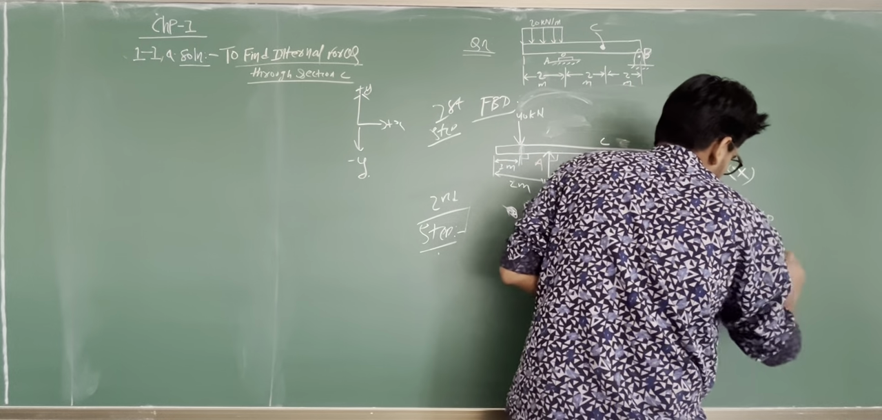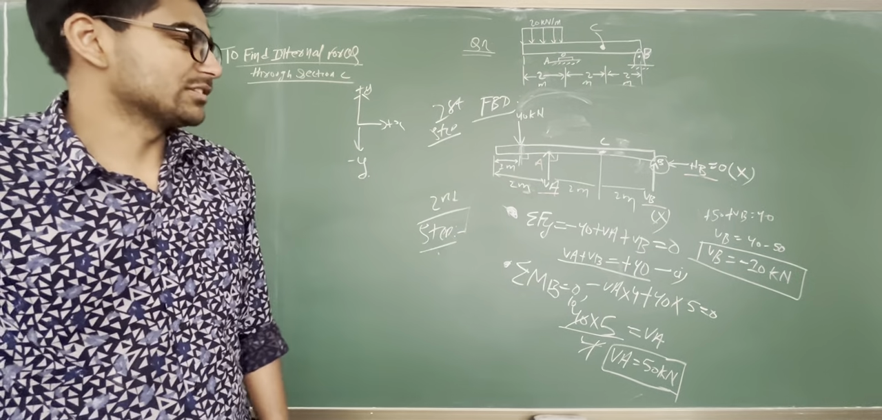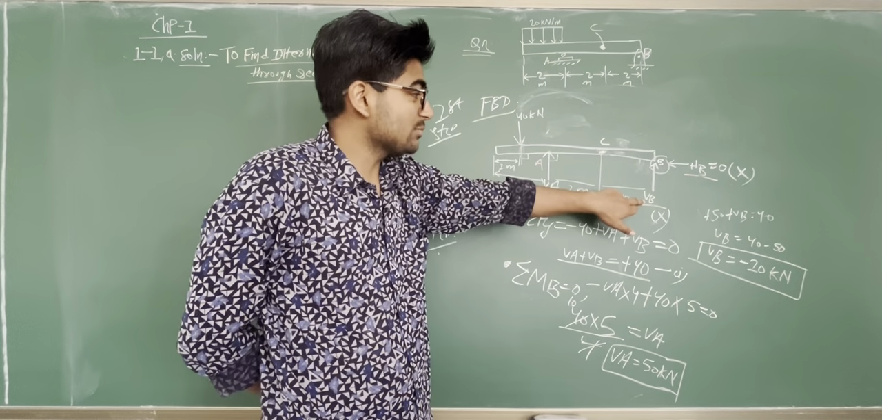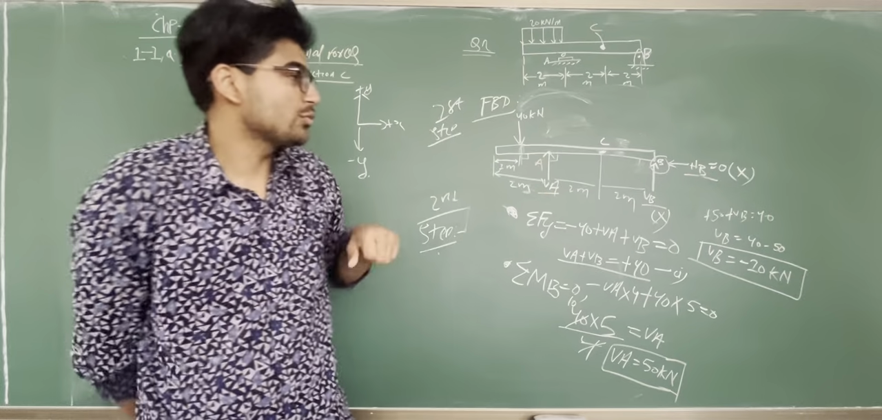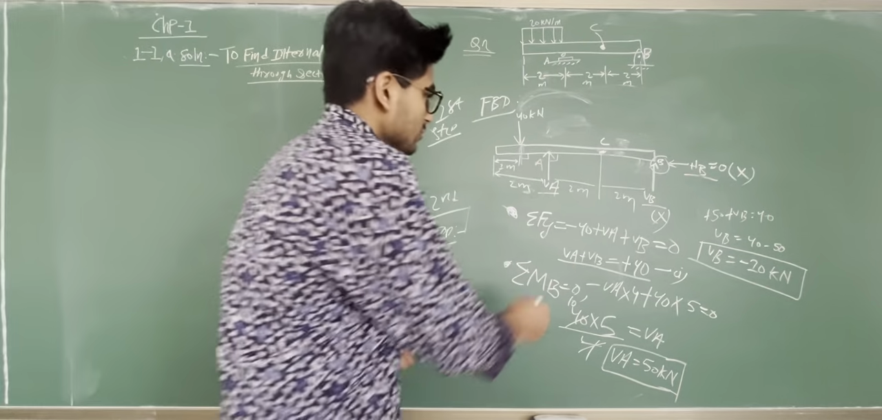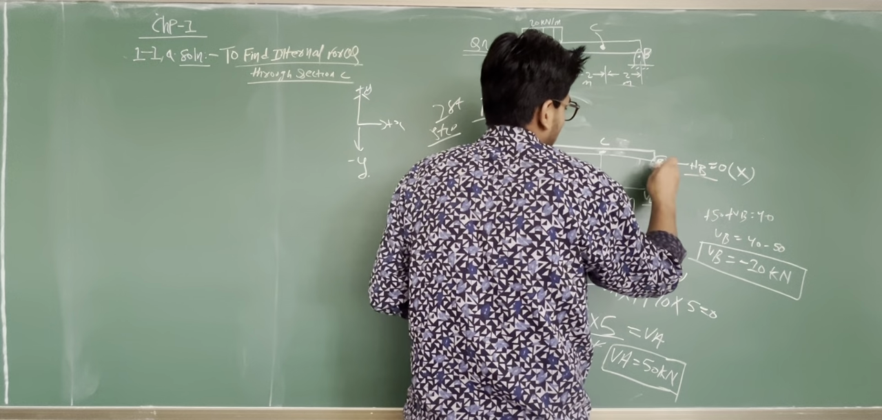VB equals to minus 10 kilonewton. So we have a VB. Since we take this direction as positive, but it comes into negative, minus 10 kilonewton, so we have to change the direction of this one as downward.